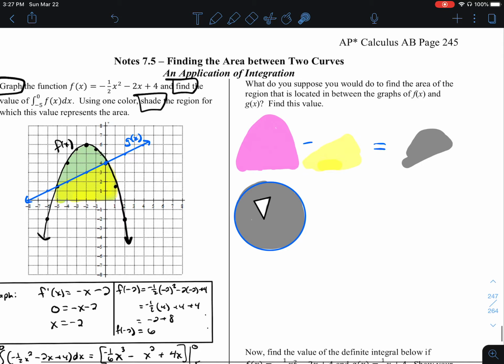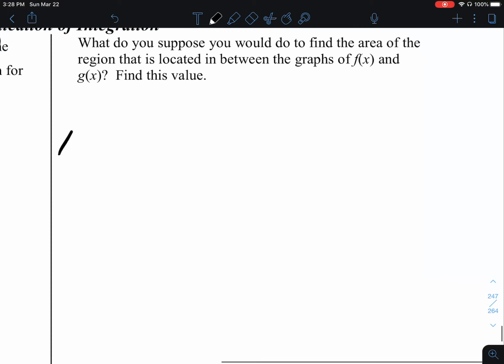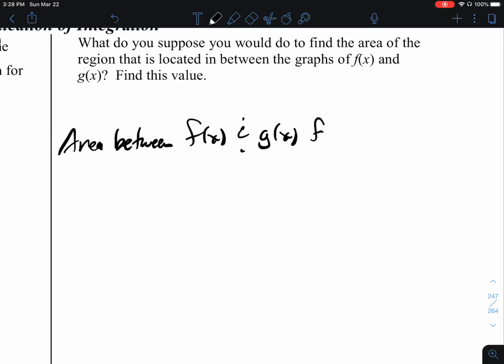Same concept here. If we want to find this green area, we find all the area under the curve, which is giving us too much, subtract the yellow part that we don't want, and then we would get this green area. So what does that mean for us using calculus? Well, the area between f of x and g of x from -5 to 0, that's going to be the area under the curve of f of x.